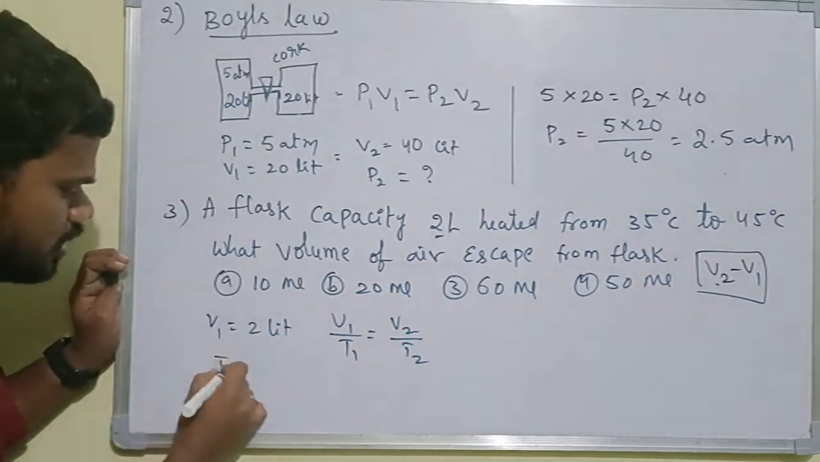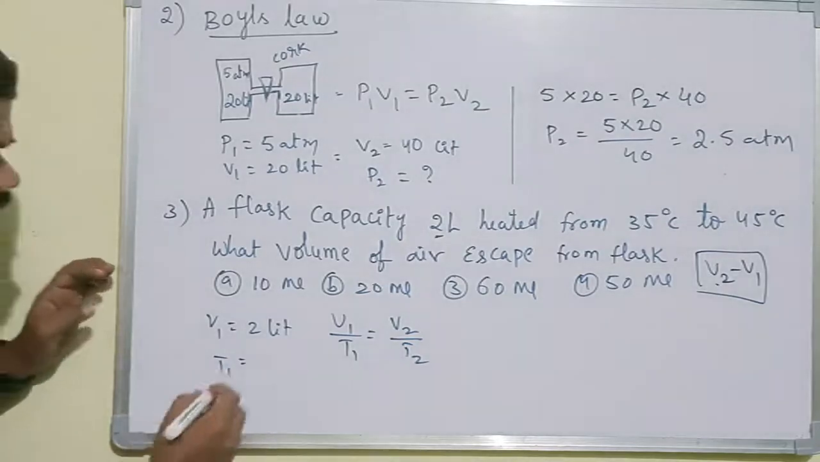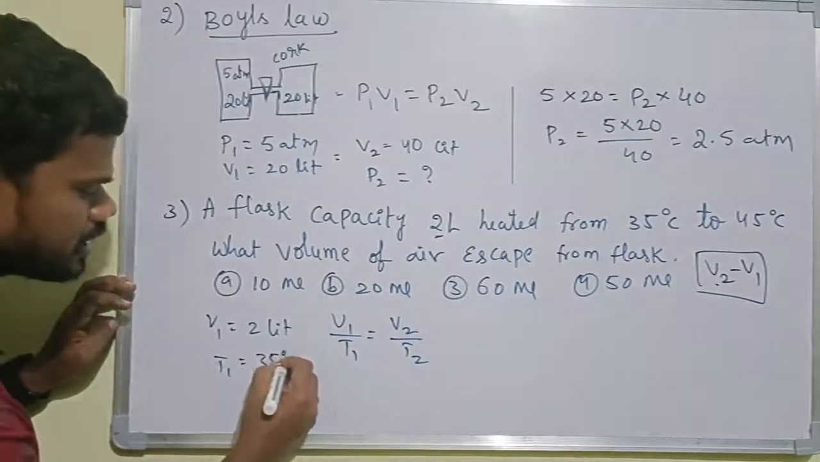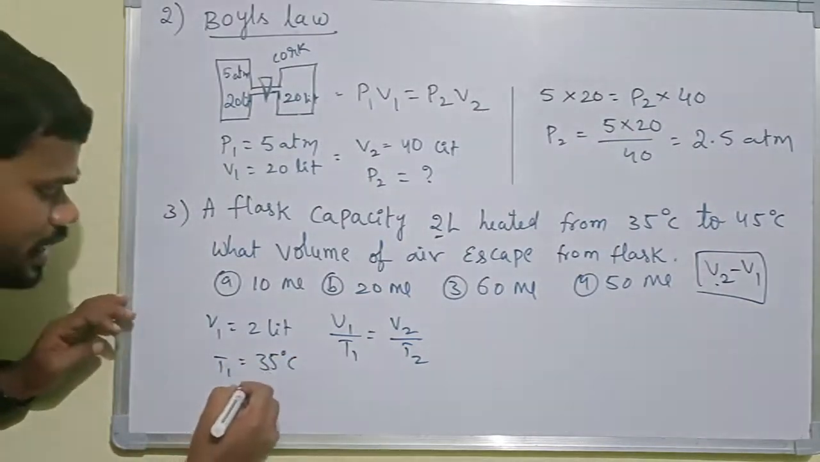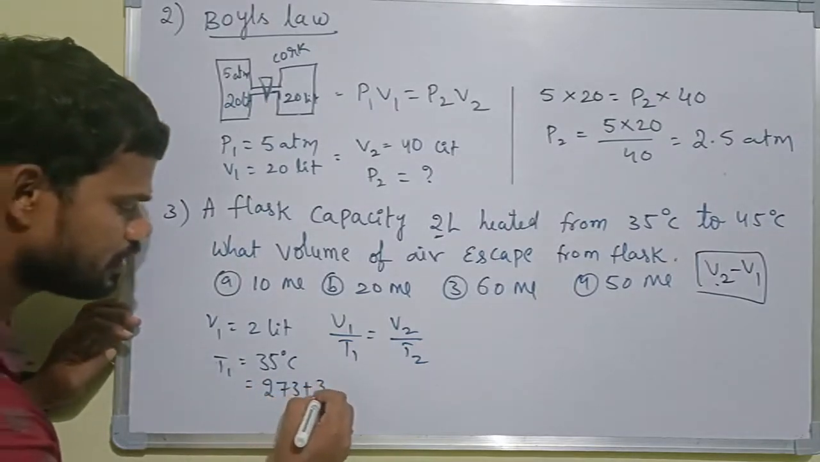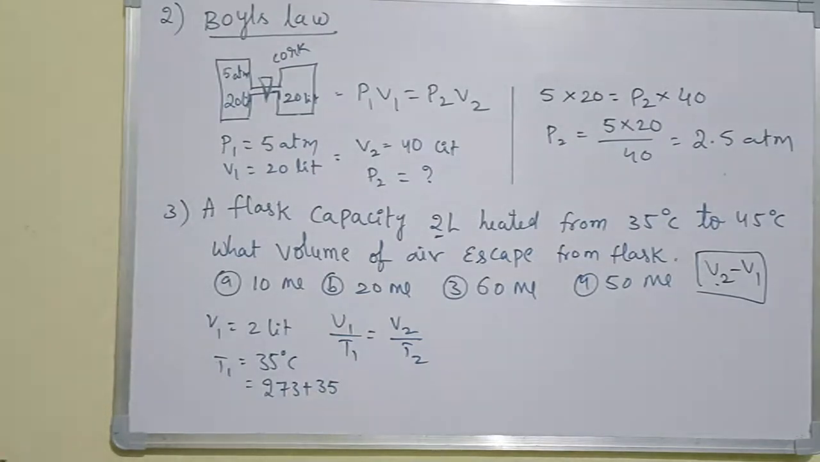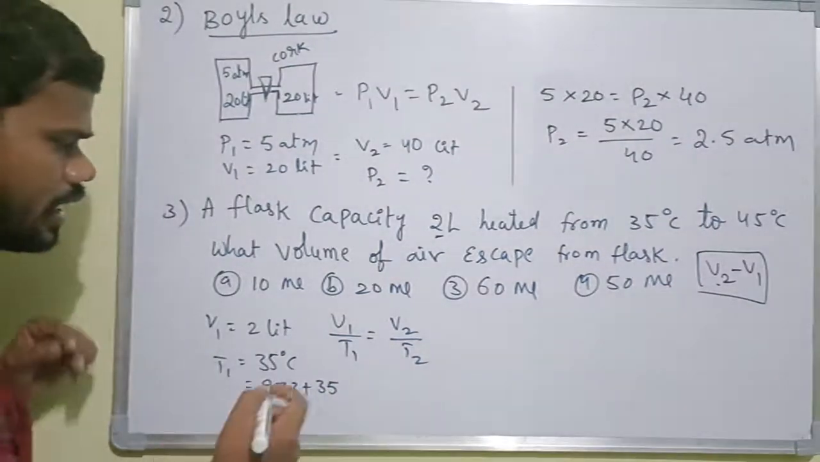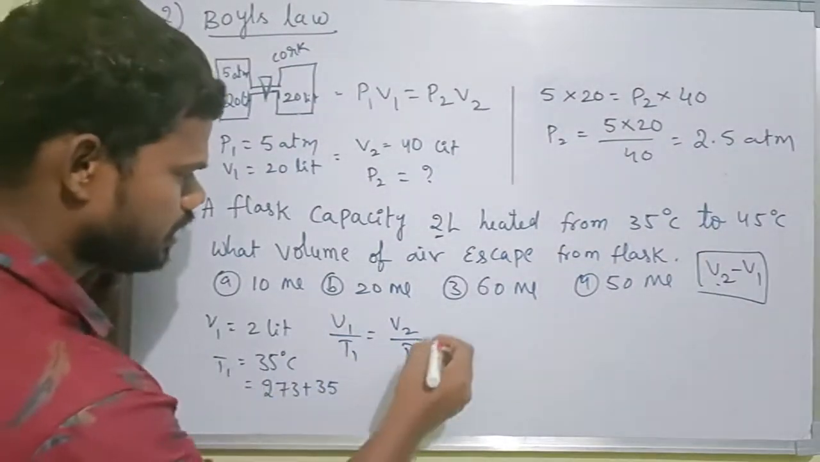T1 is how much here? T1 is 35 degrees Celsius. So 35 degrees Celsius, we have to convert into Kelvin. So that is 273 plus 35.